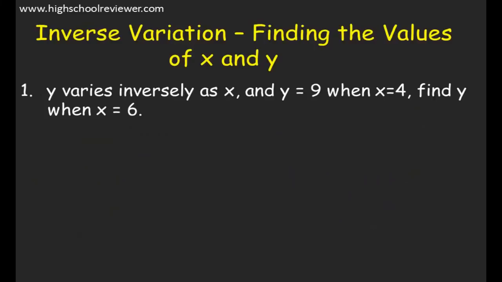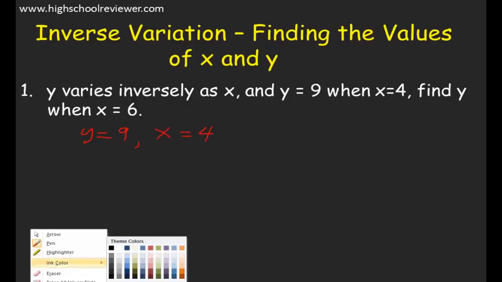Inverse variation, finding the values of x and y. Problem number 1. Y varies inversely as x and y equals 9 when x is equal to 4. Find y when x is equal to 6. The first value of y is 9 when x is equal to 4.